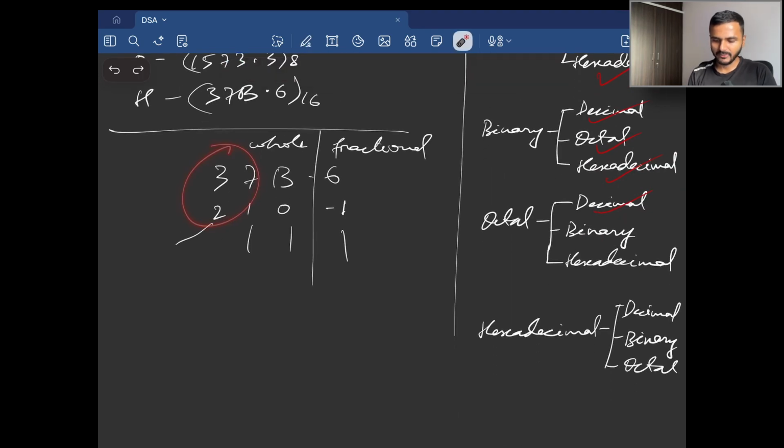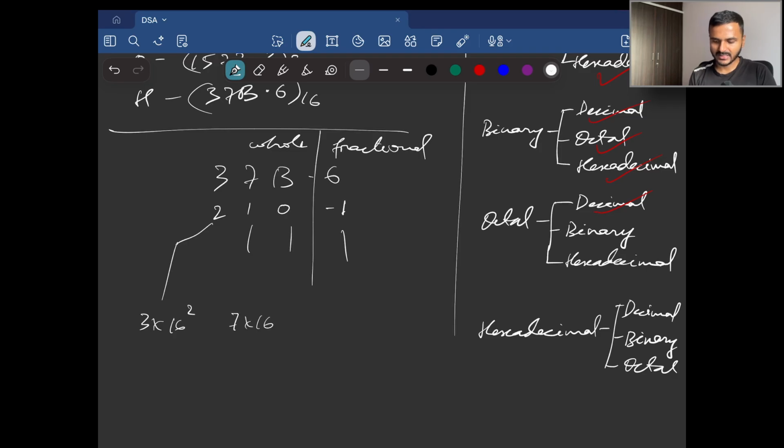So the positional value of 3 will be 3 multiplied by 16 squared. For 7, it will be 7 multiplied by 16. For B, it will be 11 multiplied by 16 to the power 0, and 11 because we know B in hexadecimal corresponds to 11. And for this one, which is 6 over here, this is going to be 6 multiplied by 16 to the power minus 1. Now let's find these values.